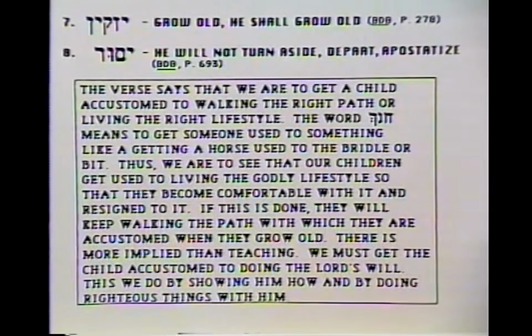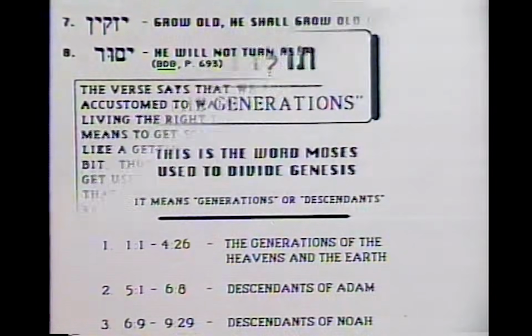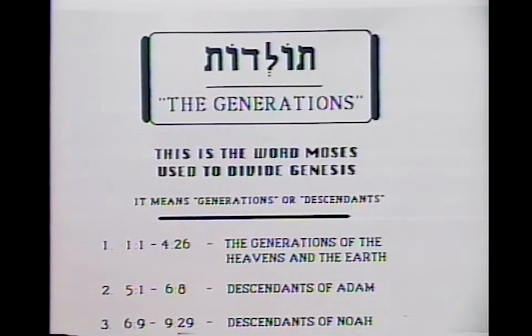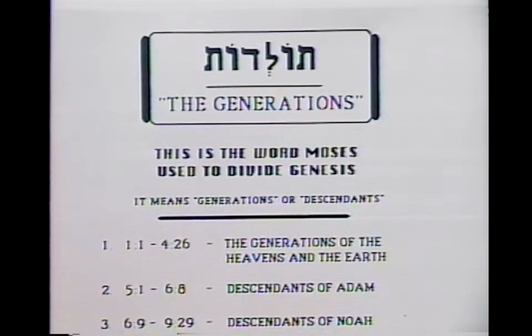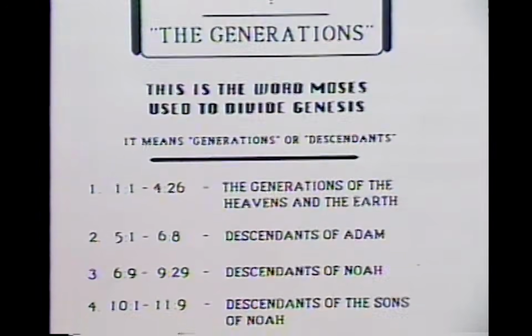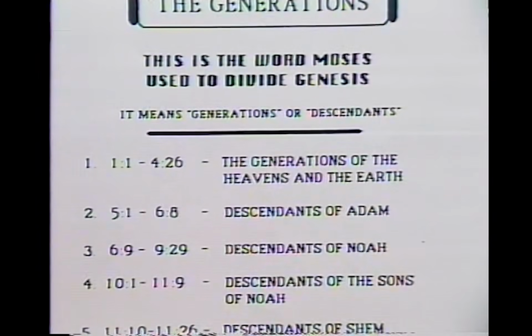All right, let's look at yet another chart. Shows us some things. Toledot is a word that we ran across a number of times in our reading. This is the word Moses used to divide Genesis. And so we see that we have an inspired outline of the book of Genesis. It means generations or descendants. And notice how it's broken down.